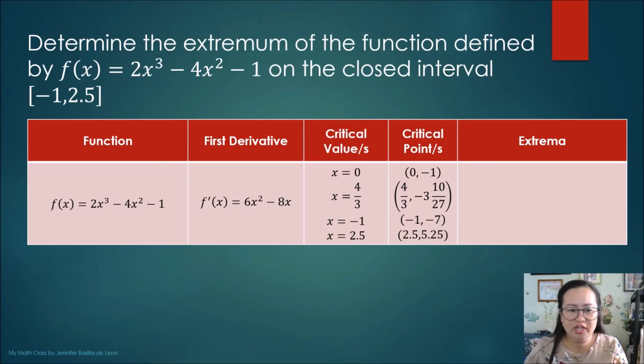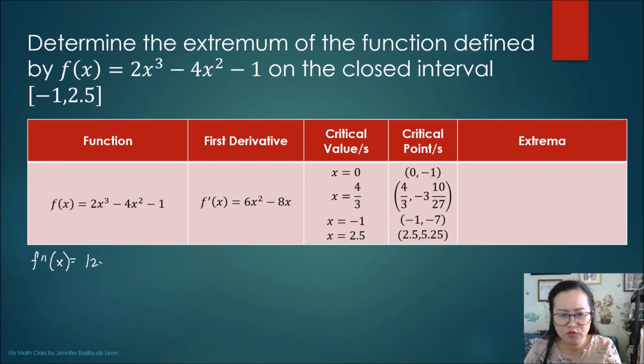Now let's check on this example. We are asked to determine the extremum of the function defined by f of x equals 2x cubed minus 4x squared minus 1 on the closed interval negative 1, 2.5. Now let's use the second derivative test. We have now the first derivative, so let's get the second derivative of the given function. Therefore, we will have 12x minus 8. Now, we have x equals 0.